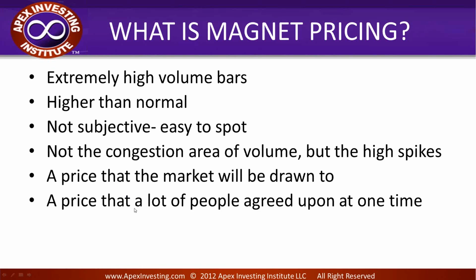All right, so what is magnet pricing? It's going to be using what's called extremely high volume bars. They're higher than normal. I don't mean like, 5 different people look at it, everybody's going to have a different idea of what higher than normal is. They're not subjective. They're very easy to spot, okay? They're not the congestion area volume, but they're high spikes in volume.